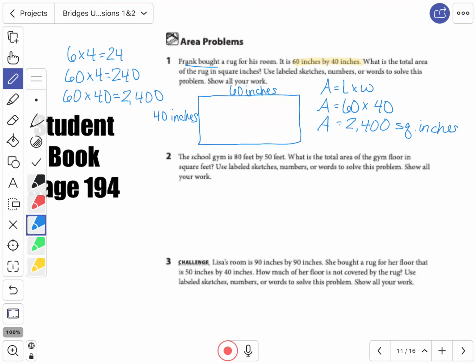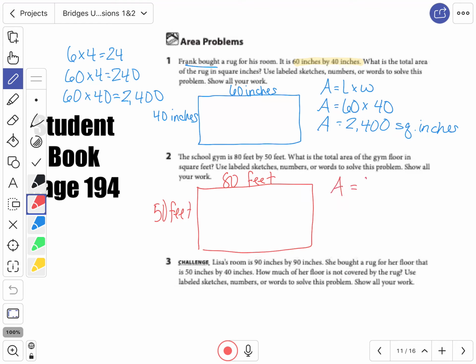All right, for the next one, the school gym is 80 feet by 50 feet. I'm going to draw that for you. You, my friends, are going to solve for the area, okay? All right, so the school gym, now you're working in feet, okay, is 80 feet by 50 feet. You're going to want to solve for the area. Remember, the area equals length times width. All right. And then you also have the challenge. Lisa's room is 90 inches by 90 inches.